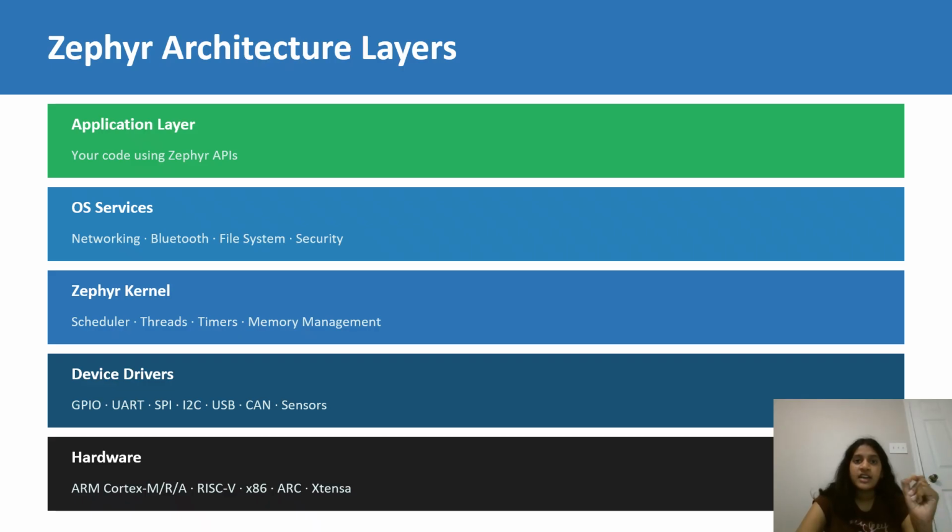Then OS services: networking, Bluetooth, file system, security, all optional and Kconfig selectable. And at the top, your application code interacts with all of this through clean, consistent Zephyr APIs like k_thread_create and k_sem_take. Each layer exposes what the layer above needs: clean, modular, and separation.